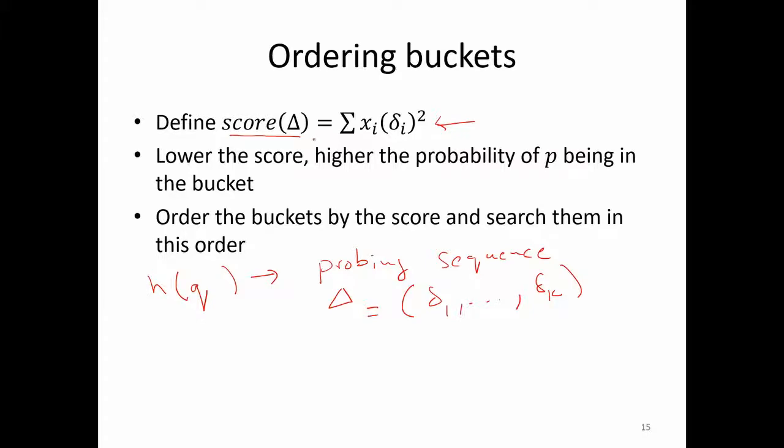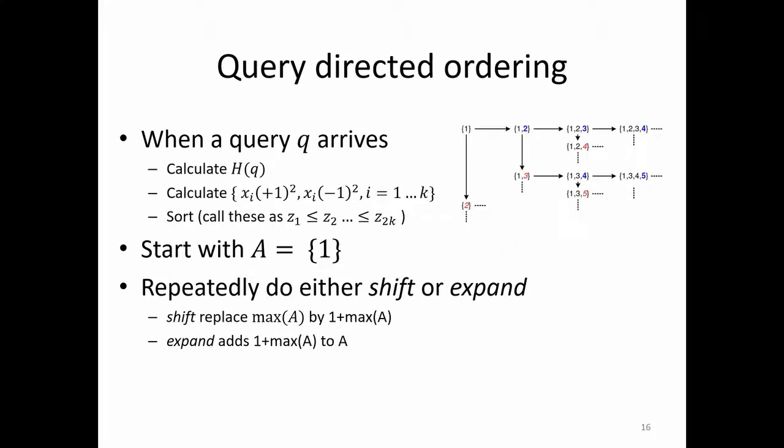So this is your multi-probe LSH idea, and also algorithms. Now there is one small problem: I'm saying order the buckets by score, but the buckets are exponential in number, so you cannot order them like this. You need an algorithm to dynamically generate the buckets which are nearby. So how do you do this?